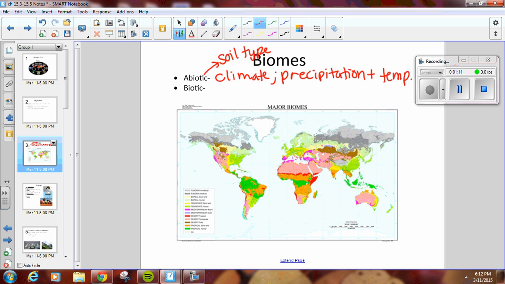So then that brings us to the biotic. Okay, biotic, remember, those are the living features. So the things that are going to separate them are the types of organisms. So that would be types of animals and plants. So then in the picture here, you can see a lot of the different areas. Each color represents one type of a biome versus another.